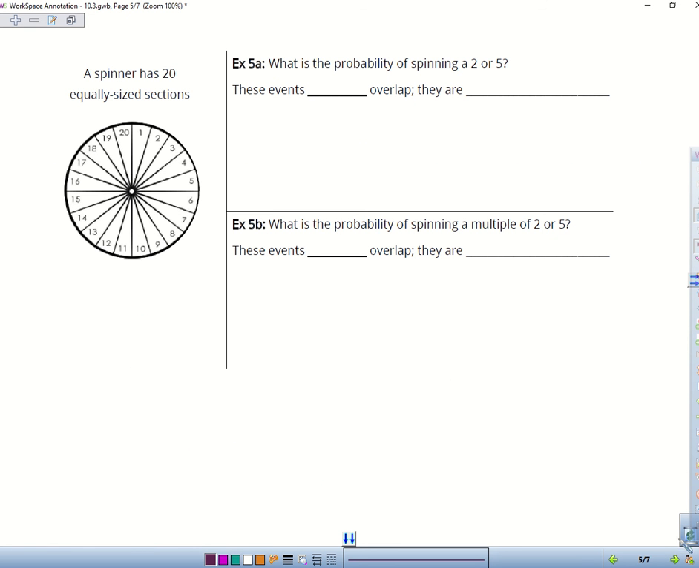So this question says we have a spinner that has 20 equal size sections. Why is it so important that they tell me that these are equally sized? In order not to change the probability of each one happening. Yeah, if they weren't equally sized, like you both said, they would have different probabilities, correct?